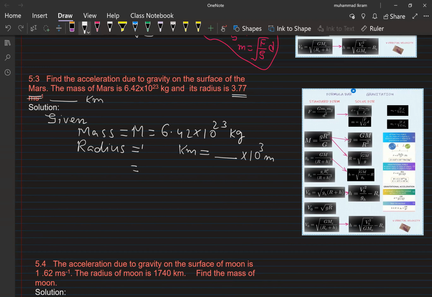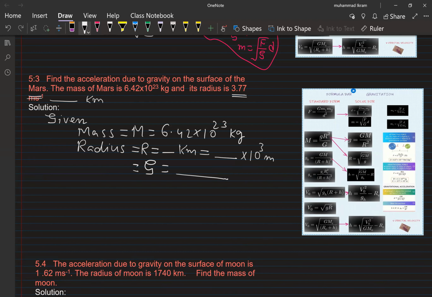The correct labeling is very important. If you remember the labeling, then your mass will be detected. So that is G. Let me write G there. This is G. So the value of G you already now know, so I don't want to write it again.